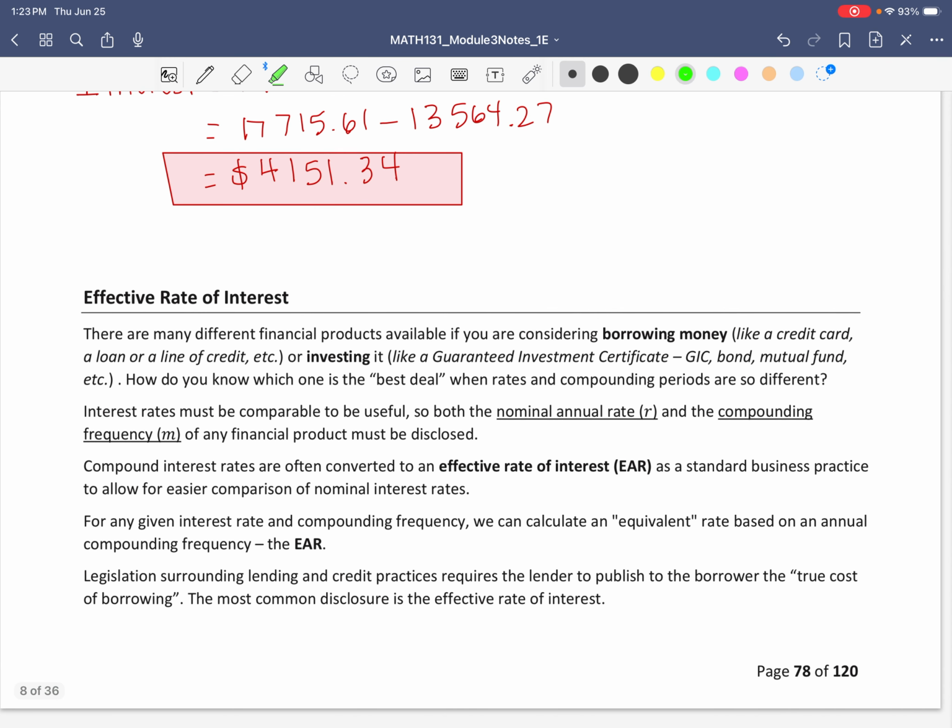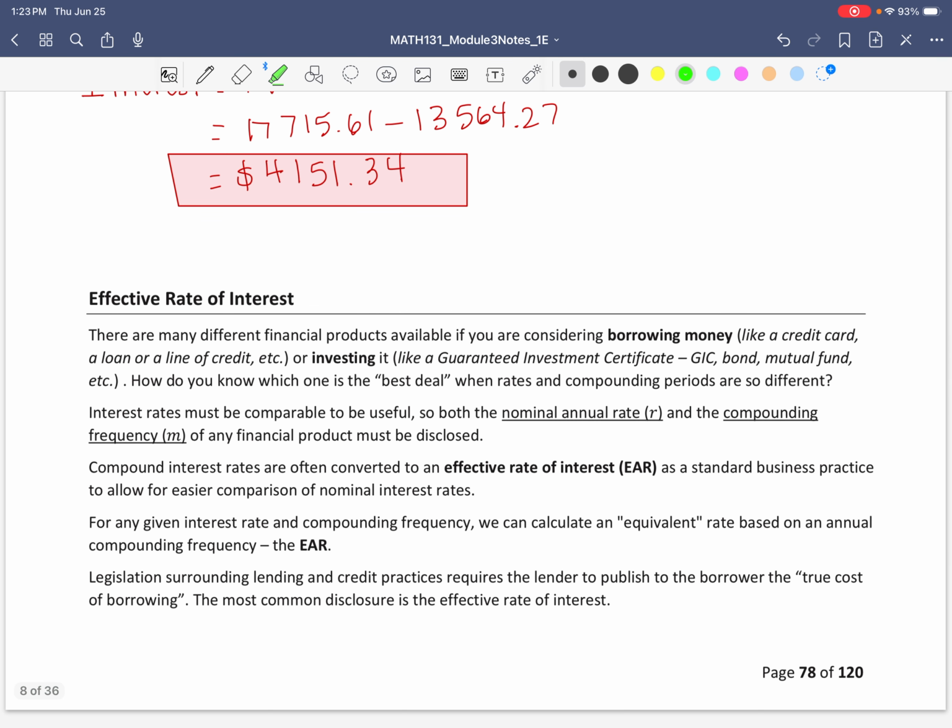So, effective rate of interest, what is it? Well, as we know, there are many different financial products available if you're considering borrowing money, like a credit card, a loan, and a line of credit, or investing. Maybe it's a GIC, a bond, a mutual fund, or something else. How do you know which is the best deal when rates and compounding periods can be and are very different? So we have to come up with a way to compare them.